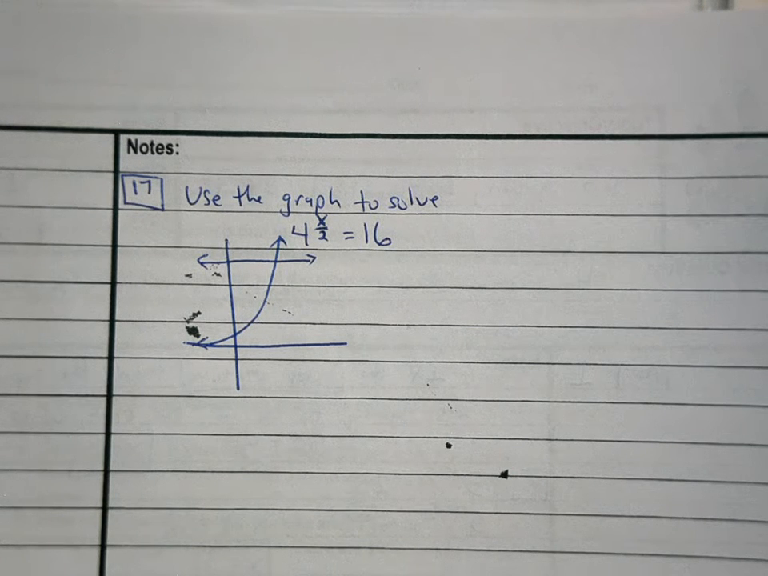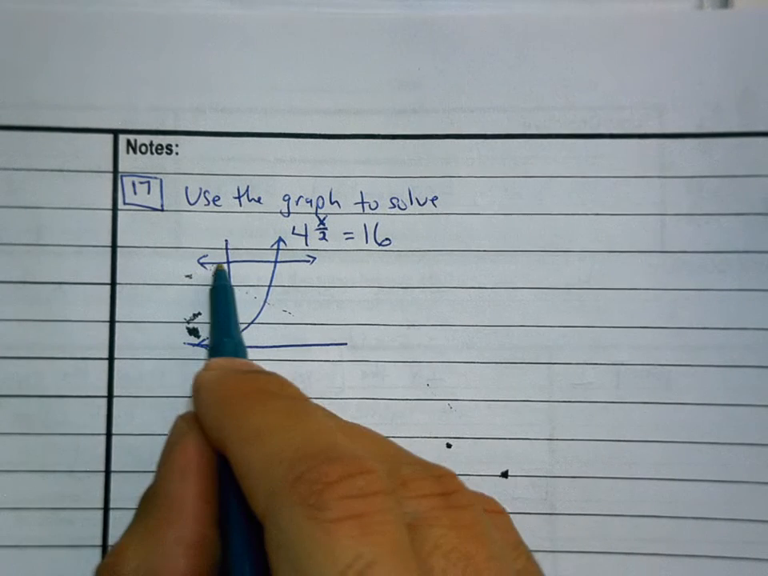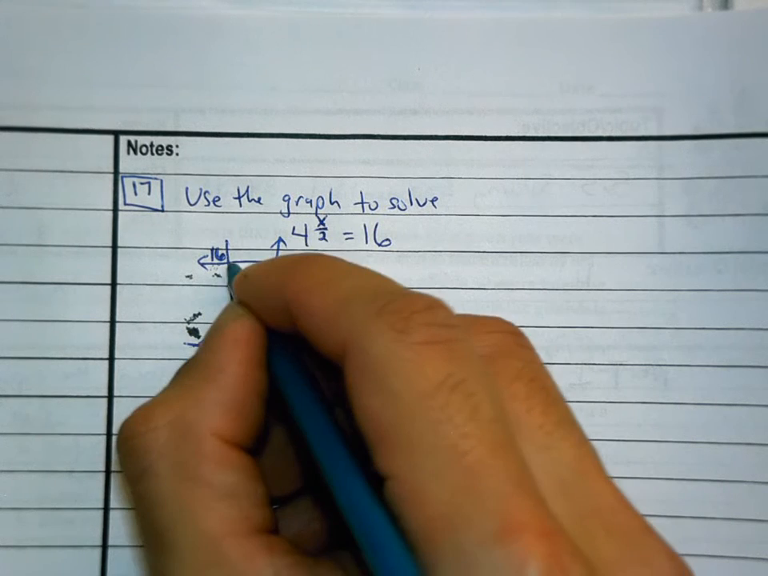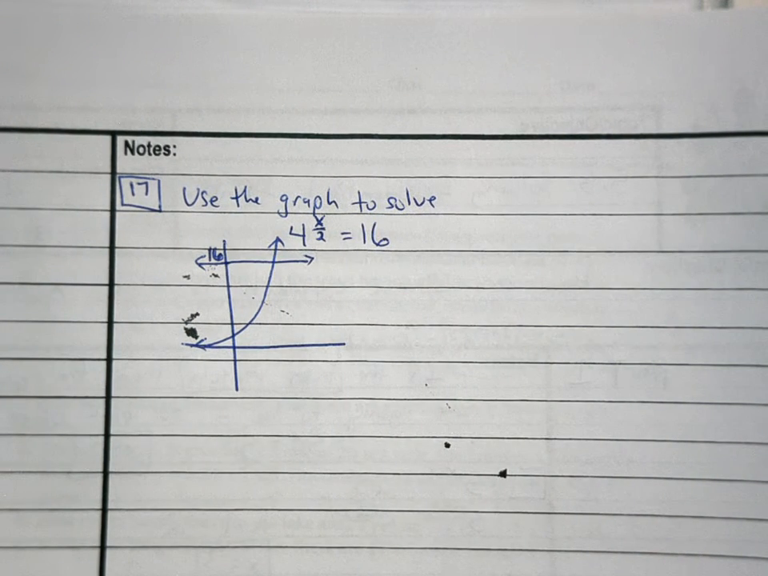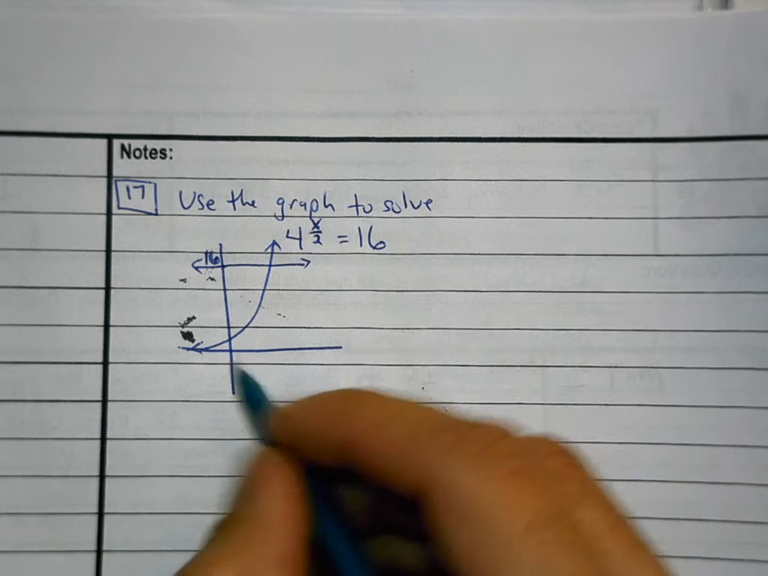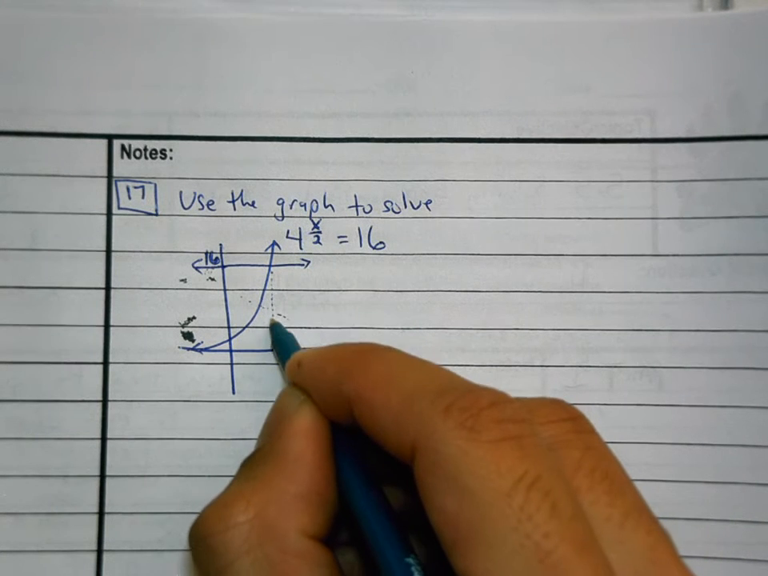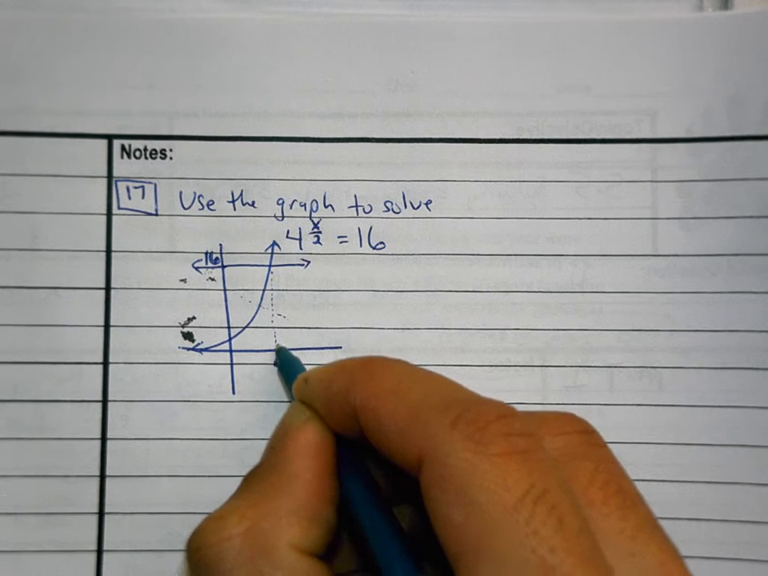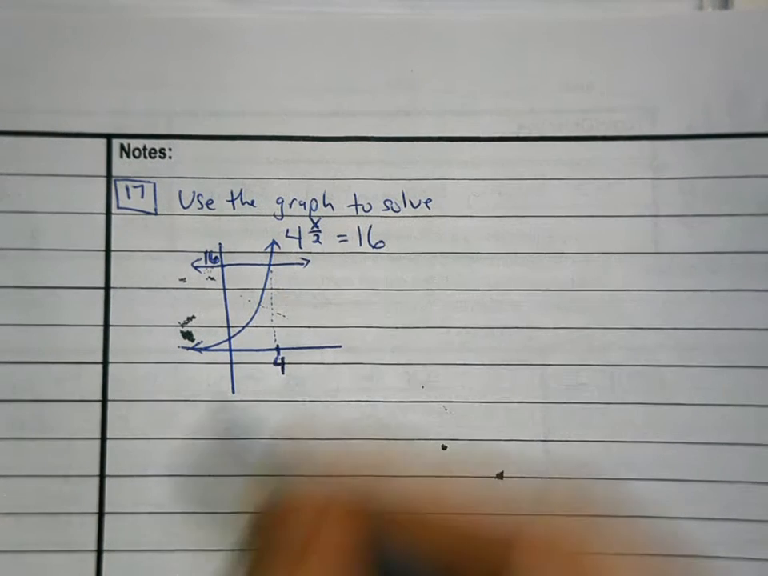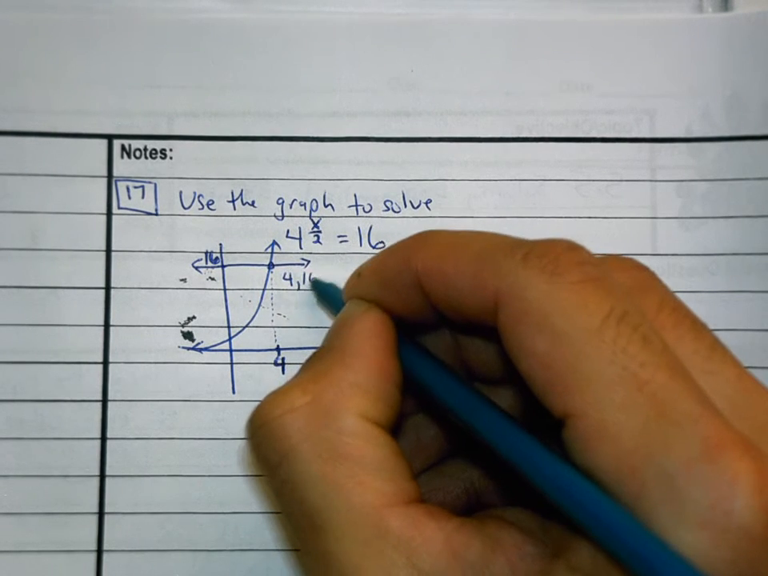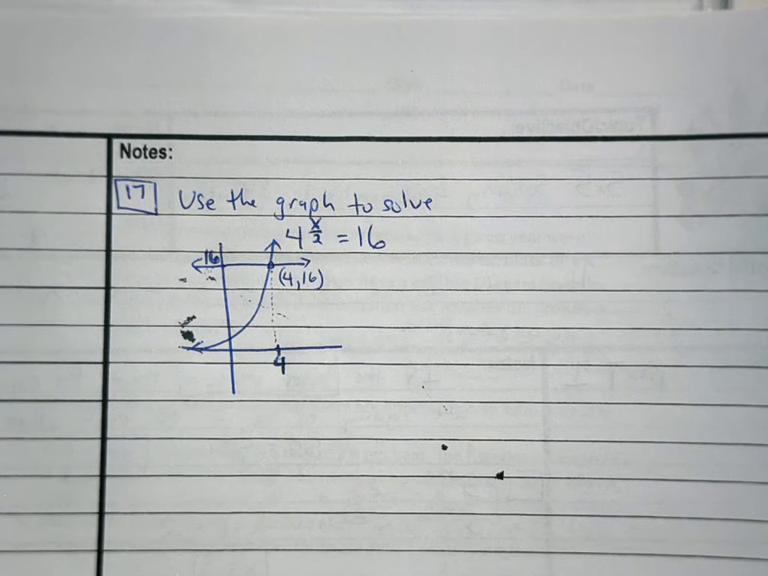So this here, the number for it is 16. It's on the number 16. And then over here, dot, dot, dot, is 4. And this intersection is 4, comma, 16, and they have it labeled like that, 4, 16.